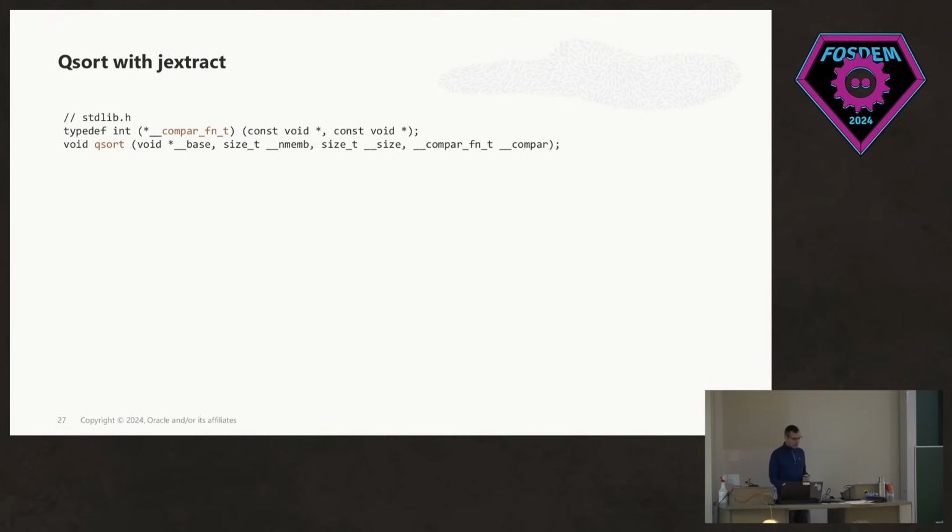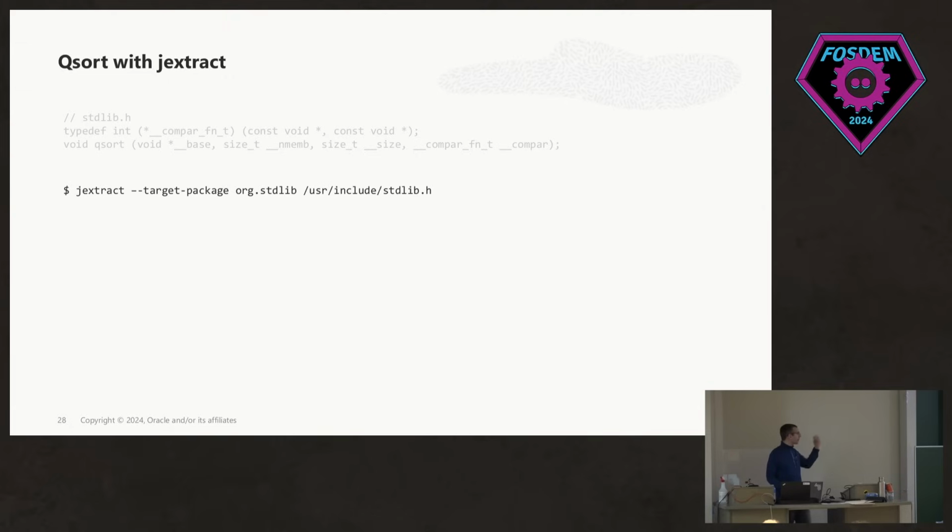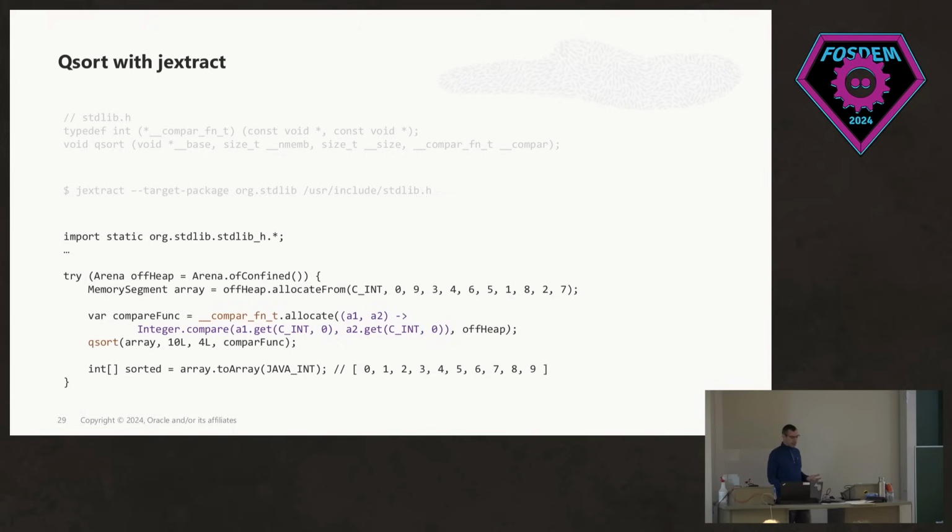But if you give all this header to jextract, so we call jextract, we point it at the standard library header where this is defined, then we basically just get a bunch of static declarations that we can use to call qsort. So the only thing I have to do from my code is first to create the function pointer, and this is possible with a factory that has been generated by jextract that allows me to pass a lambda expression, and the lambda expression will be turned into a function pointer that is stored inside a memory segment that I can then pass to the qsort function.